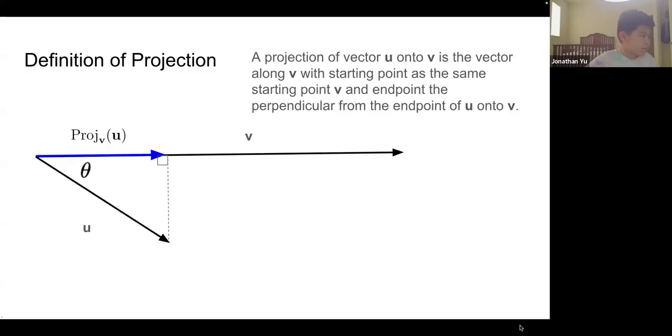So as you can see here, it's basically just taking the endpoint of u and taking the altitude from it onto vector v. And obviously vector v cannot be the zero vector because otherwise it doesn't really have a direction. But projection works as long as v isn't zero.